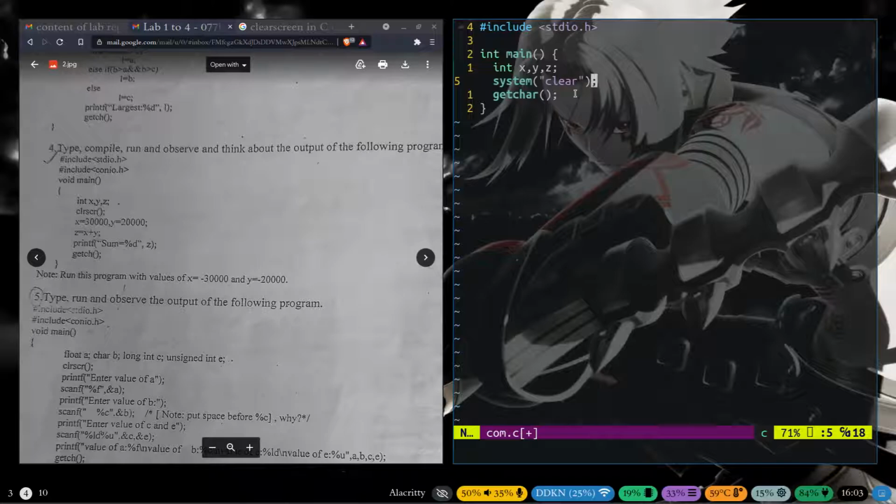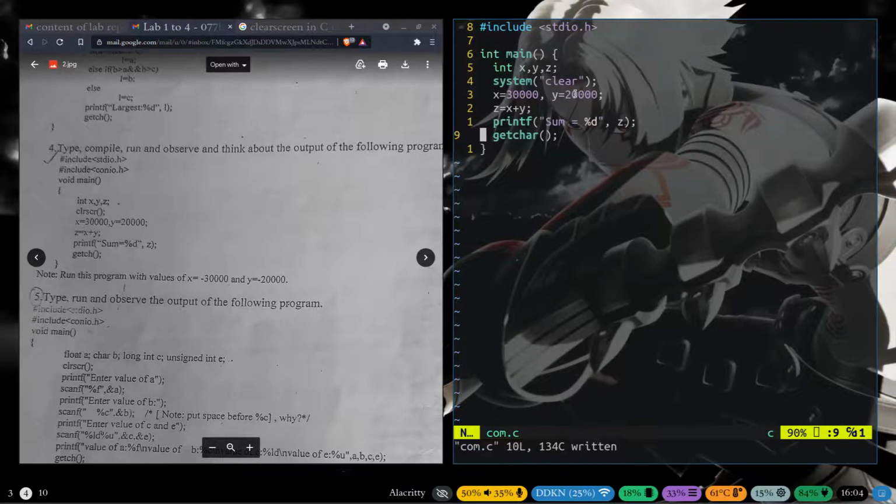Yeah, system clear. x is equal to 30,000, y is equal to 20,000, z is equal to x plus y, printf sum is equal to %d, z.